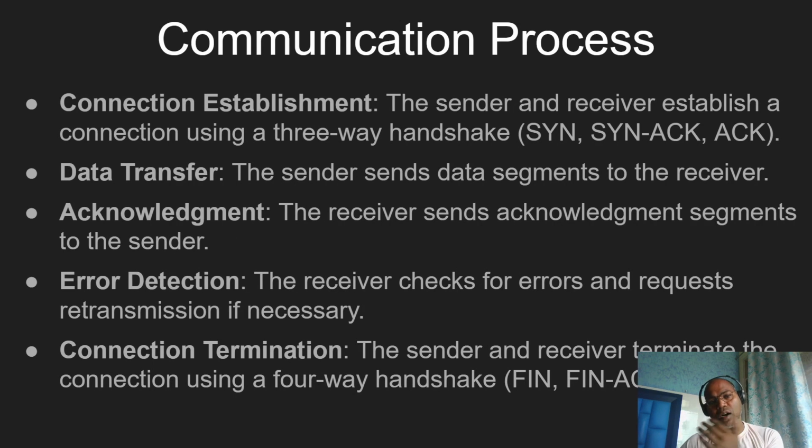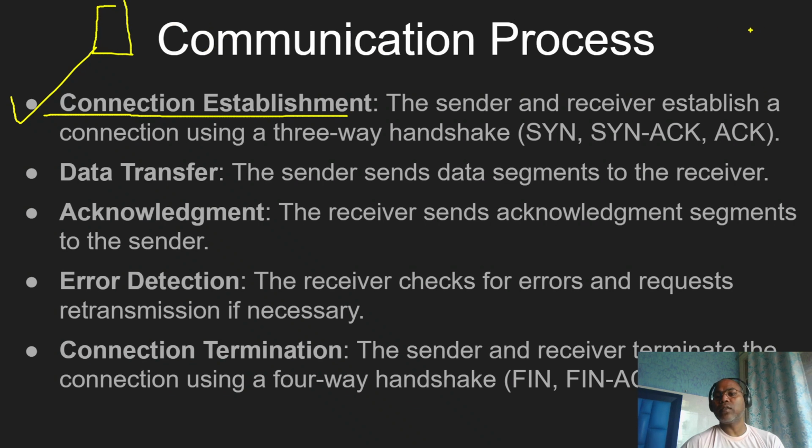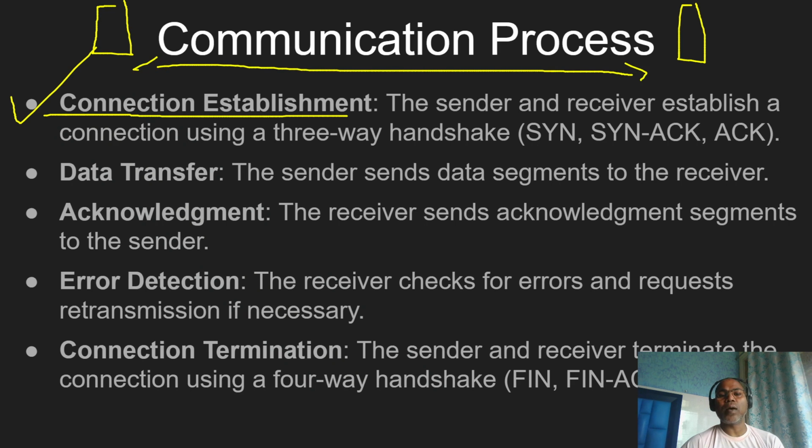So let's understand how this communication happens between the source and destination, or sender and receiver. First, a connection is established between the devices that are going to communicate, device number one and device number two. Each device has an IP address and a port, so socket-to-socket communication happens between the sender and receiver. Sender and receiver establish the connection using the three-way handshake.